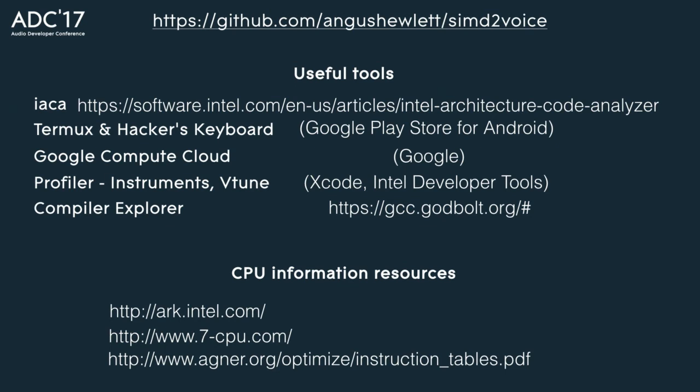The Google Compute Cloud, thanks to which I was able to test this stuff out on CPUs that at the time you couldn't even buy yet. Thank you for that, Google. You can buy them now. I think my old Mac Pro there is slower than a phone, poor thing. And you need a good profiler if you're going to do this stuff.